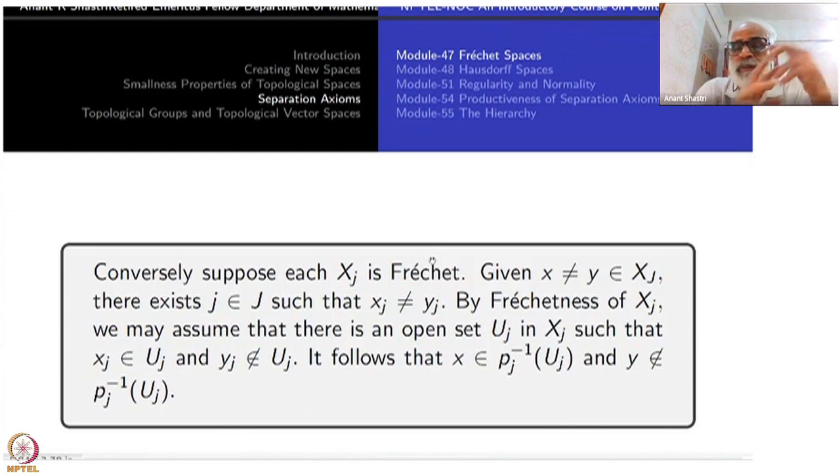Now, this space Xj is a Fréchet space. Therefore, you will get an open set Uj inside Xj such that xj is inside that and yj is not there. Now look at pj inverse of Uj, that will contain x and y will not be there. y is there precisely if the jth coordinate of y is inside Uj, but yj is not inside Uj. Over. Okay. So one of the coordinate spaces you have used, but to conclude that the product is Fréchet, you have to say all the coordinates, because starting with x not equal to y, you don't know which coordinate is different, right? So that is the whole idea.